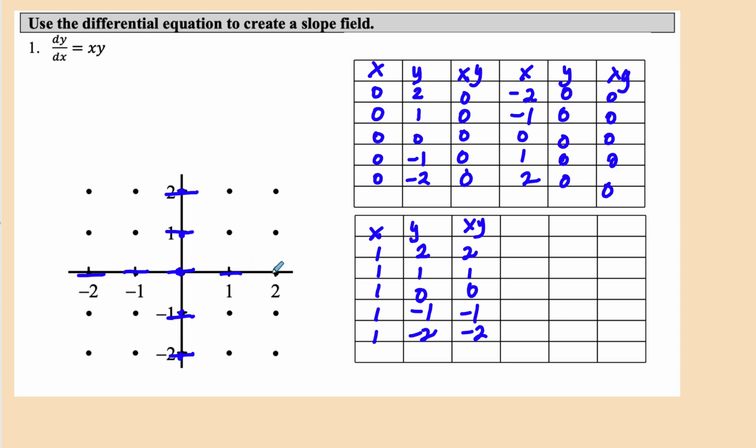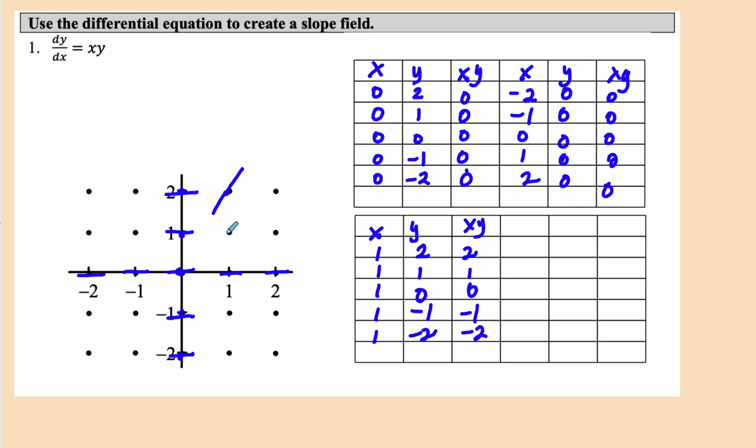Now I'm going to look at something where x is equal to 1, like the point (1, 2). When you multiply 1 and 2, which is what the differential equation wants us to do, the answer is 2. So I'm going to make a slope of 2. Think about a slope of 2, down 2 over 1. So this point and this point, think about making a slope that will intersect this point eventually.